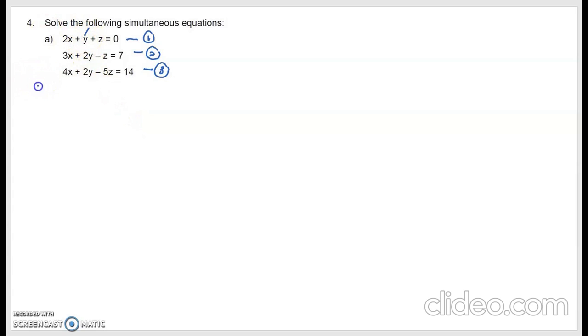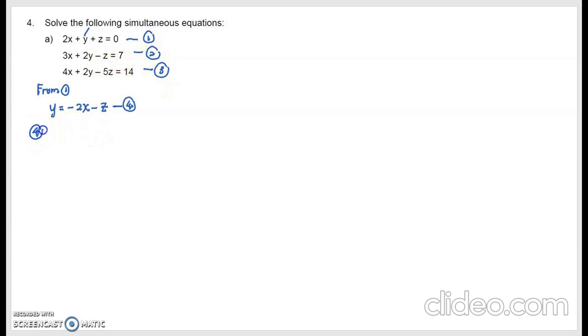So from equation 1, I move 2x and z to the right hand side. You can let z as our subject, it's up to you. Let's say in this question, I let y as my subject. So y is equals to, when I move 2x to the right hand side, negative 2x, and z to the right hand side, minus z. So here is equation 4. So equation 4, we will substitute into equation 2 and 3.